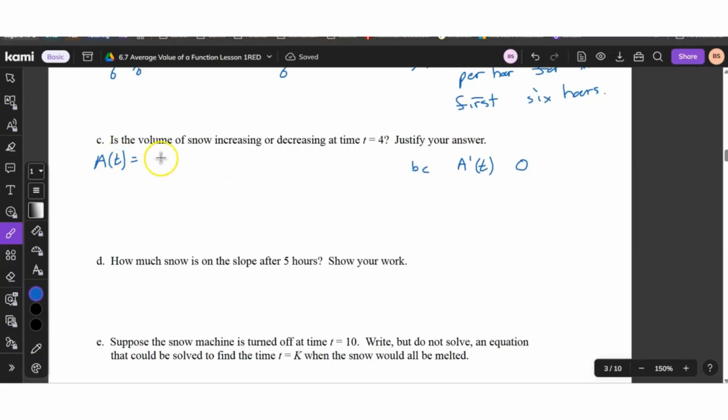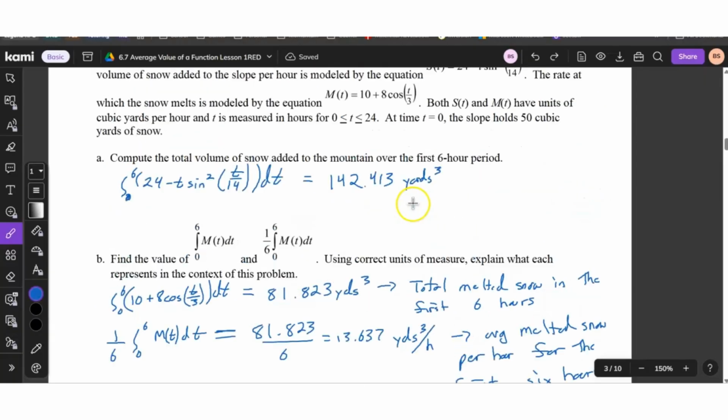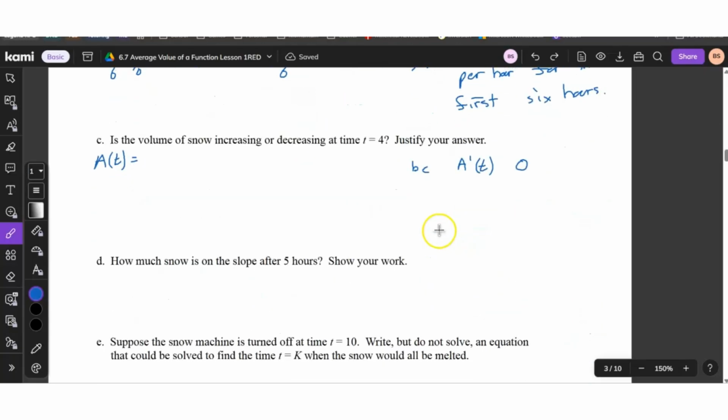Exactly. So this is going to be A. Also, there's a certain amount that started there, wasn't there? Yeah, 50. So there's 50 cubic yards to start, plus the integral from 0 to t of S of t dt, because that gives us the amount of snow that was added, minus the integral from 0 to t of M of t dt, because it can be seen as the amount melted. Ladies, if you don't understand, panicking and yelling in Spanish is not going to help you.